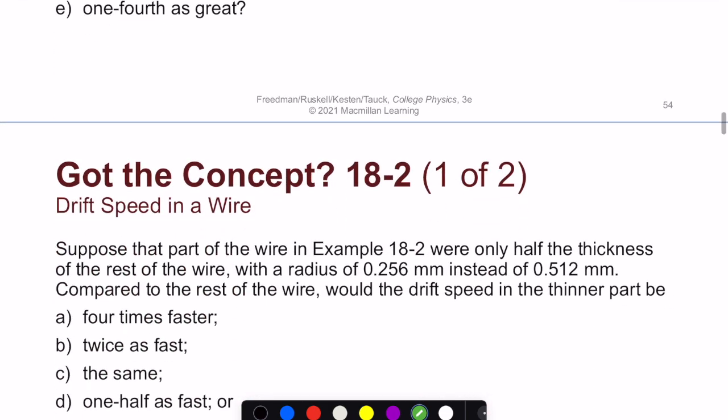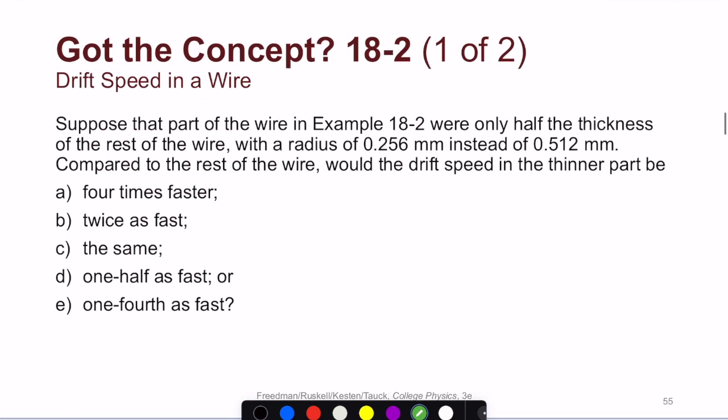So let's think about this again, except the drift speed. How does the drift speed change? So, down our equation again, n A q v drift. And we know that I must remain constant, right?